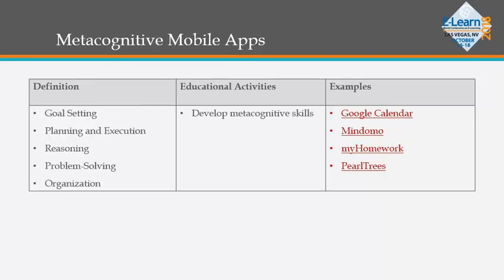Metacognitive apps are designed to develop metacognitive skills, such as goal setting, planning and execution, understanding one's reasoning, problem solving, and organization. Examples of these kinds of apps could be Google Calendar, Mindomo, My Homework, and Pearl Trees.